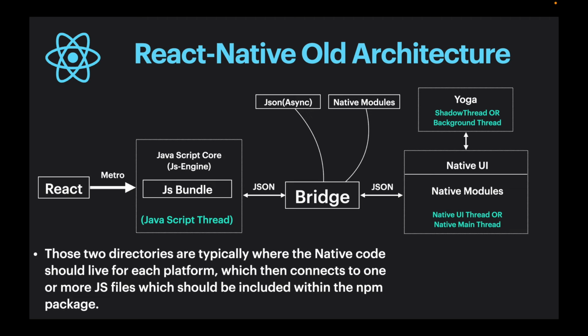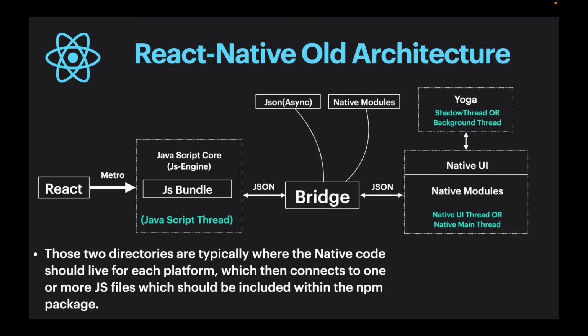So those two directories are typically where the native code should live for each platform, which then connect to one or more JS files which should be included within the npm packages. So all the packages we include in the package.json file in React Native cannot communicate with Android devices and iOS devices without these directories.